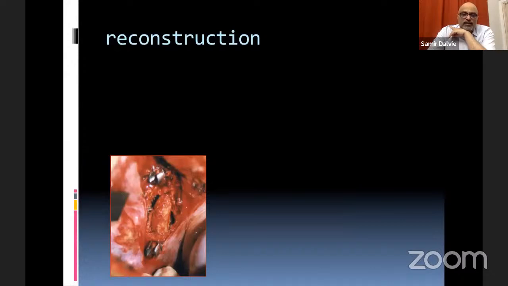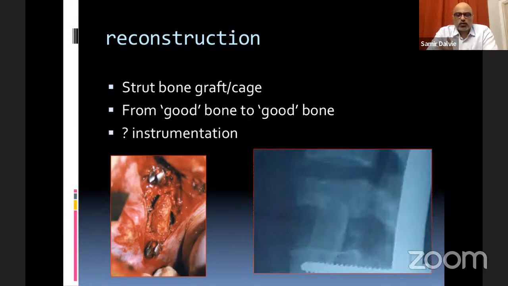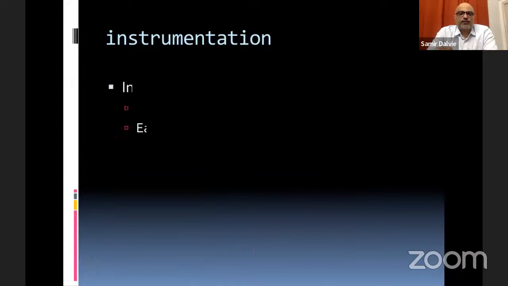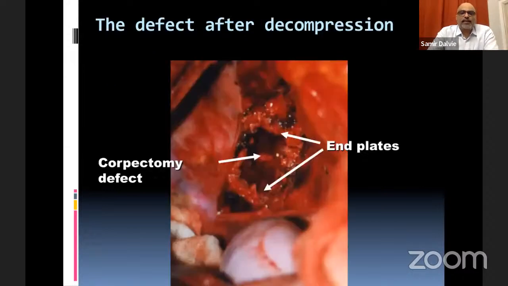What about reconstruction? So the bone grafting is very important. You need a strut bone graft, or nowadays a cage, from a good bone to a good bone. Because if you put it from bad bone to bad bone, it's going to loosen out. So this is the kind of strut graft which you put in the defect. We now use instrumentation as well, because it increases the stability, increases the safety, you can mobilize the patient and you can correct the deformity.